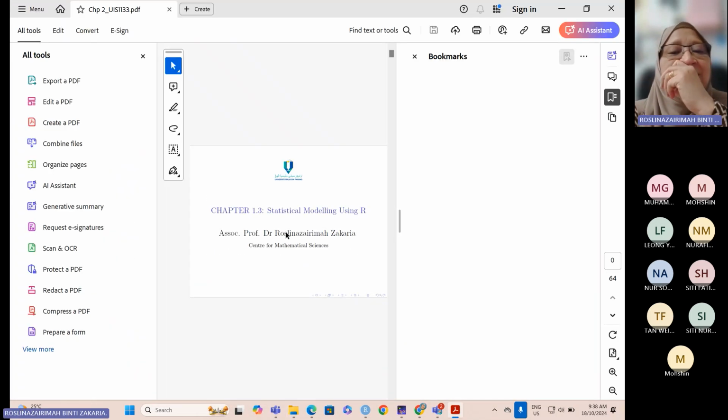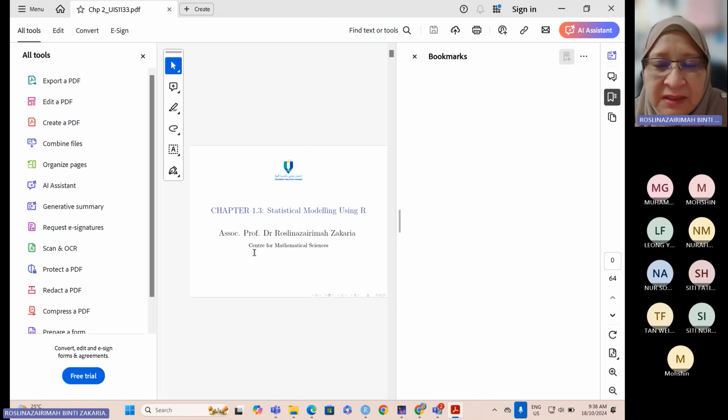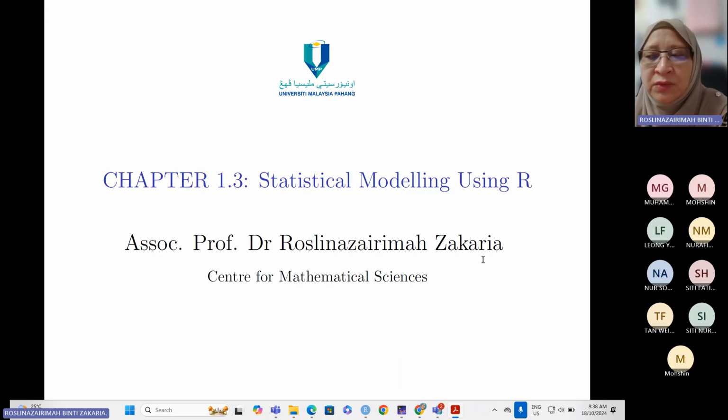It is actually still in chapter 1. I labeled that one wrongly. Okay, so in between chapter 1 and chapter 2, statistical modeling using R. Okay, now we have the tools. Of course, if you are not sure about certain functions, you can always Google or ask ChatGPT on how to do it using R.